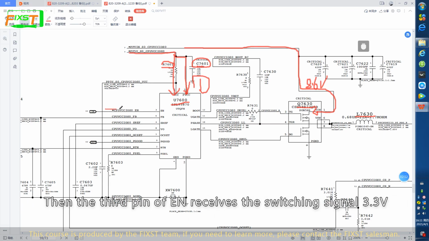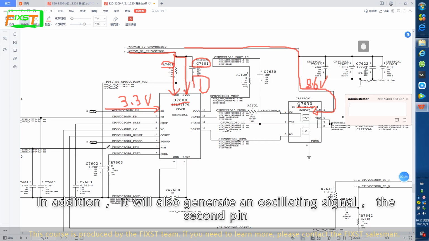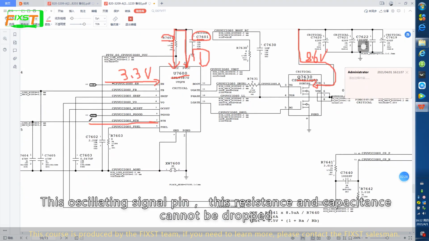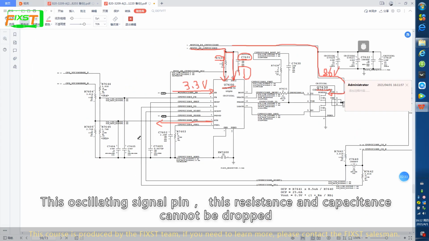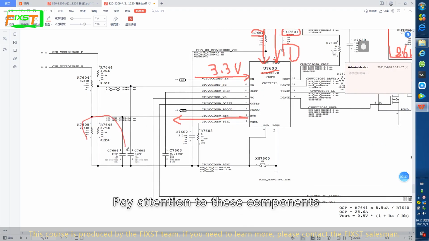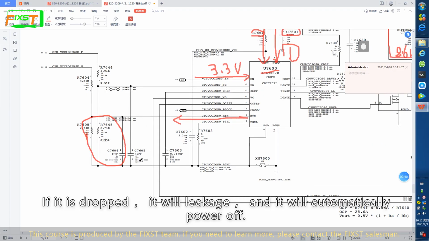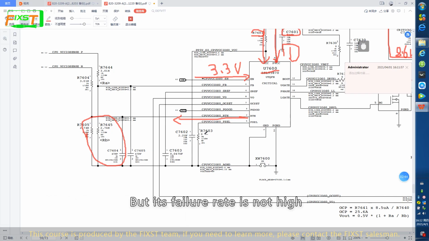Then the third pin of the EN receives the switching signal 3.3V. In addition, it will also generate an oscillating signal, the second pin. This oscillating signal pin, the resistor and capacitor cannot be dropped. Pay attention to these components. If it is dropped, it will leak and it will automatically power off, but its failure rate is not high.